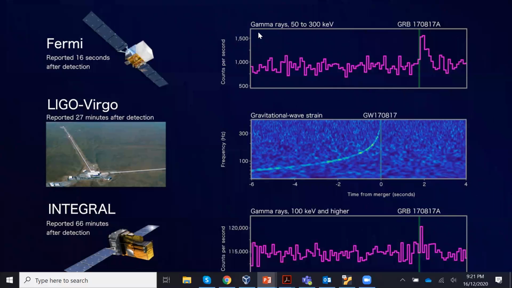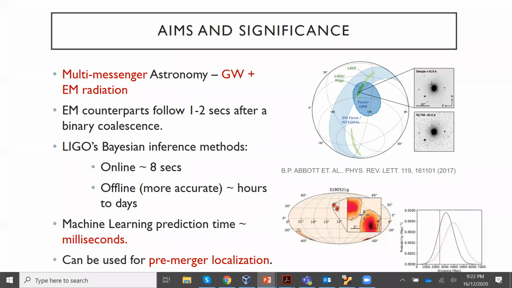So yes, after the detection of the neutron star merger, about 1.7 seconds after the merger, there was a peak in the gamma ray count in Fermi and INTEGRAL satellites. And this was the very first coincident detection of gravitational waves and electromagnetic counterparts from the same source. So this was GW170817, and this actually started a new era in multi-messenger astronomy.